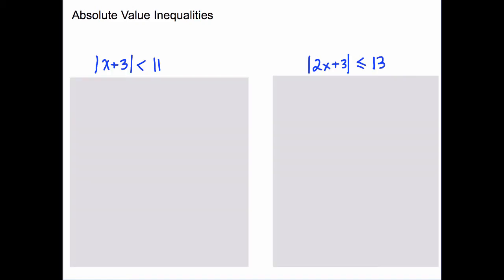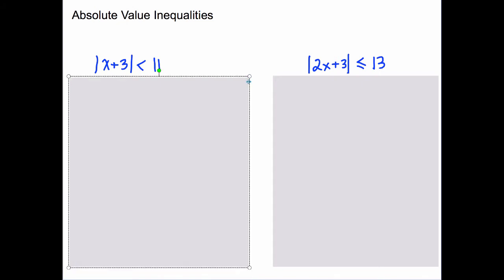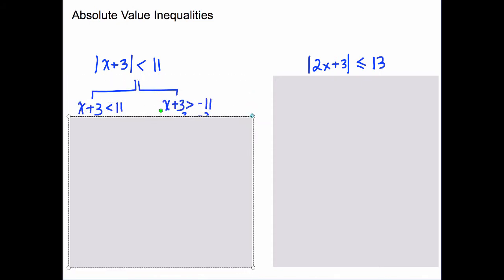We're not going to go through the steps in detail because you already know how to do many of them, but we'll look at the overall approach and focus on the beginning of the process. So we'll take the absolute value inequality, the absolute value of x plus 3 is less than 11, and we'll split it up into two different problems. First, x plus 3 is less than 11, and then x plus 3 is greater than negative 11.